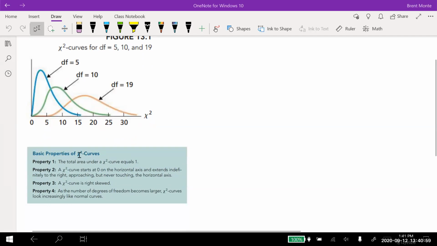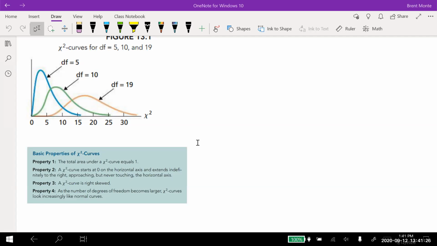So property 1, total area under the chi-squared curve equals 1. That's any density curve. Property 2, a chi-squared curve starts at 0 on the horizontal axis and extends indefinitely to the right, approaching but never touching the horizontal axis. So notice this one starts at 0, doesn't go to the left, and then goes off to the right, which is why it's right skewed, which is property 3. A chi-squared curve is right skewed.